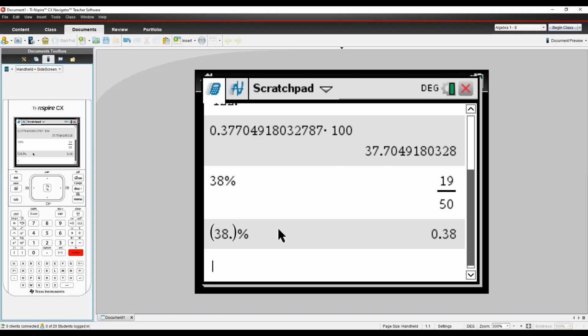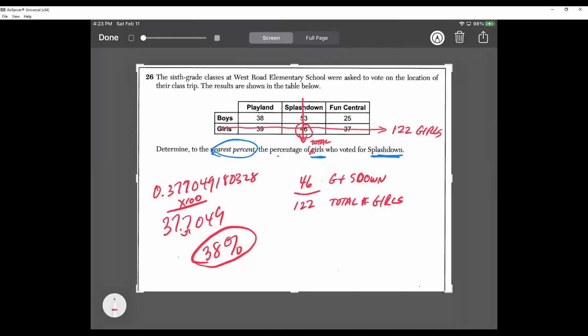If I go back, you always start by finding the number that you're going to be putting on top. And then almost always on the bottom is going to be the total of something, the total number of boys, the total number of students, but it's always going to be a total on the bottom. And that's how you do it.